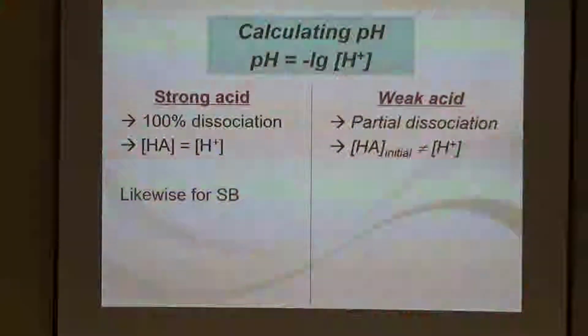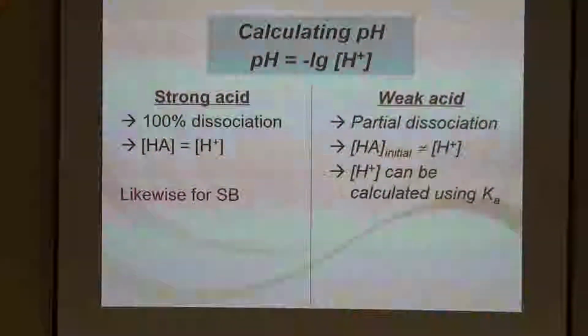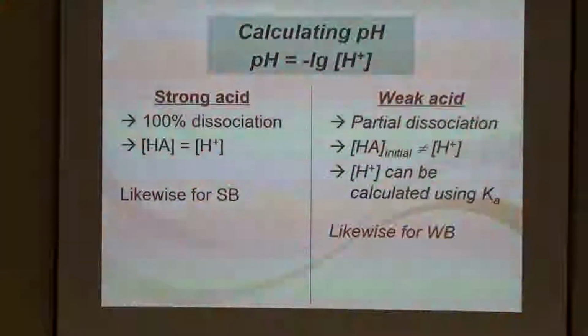For a weak acid, there is partial dissociation. The initial concentration of the weak acid is not equal to that of the H plus. So you need to calculate the H plus using the Ka, and likewise it is the same case for the weak base.